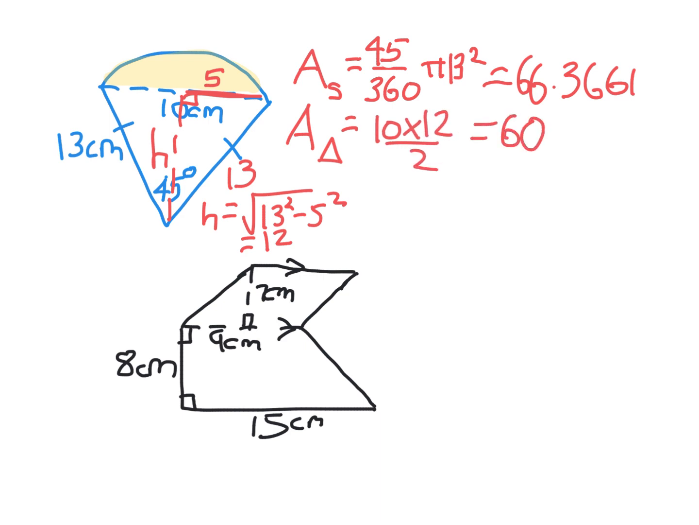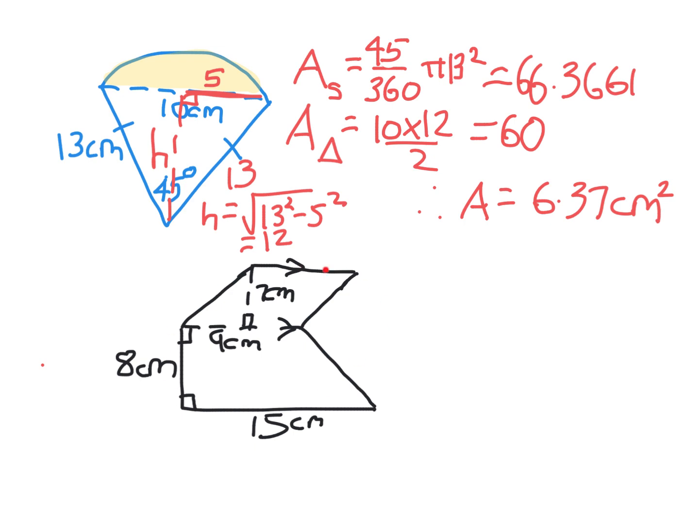So of course, the shaded area that remains that we wanted to find, it's just going to be sector minus triangle. It's just going to be 6.37 centimeters squared. I've given my answer to 2 decimal places. Make sure you use units.